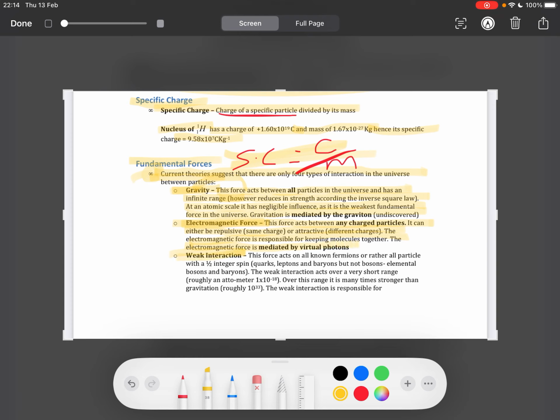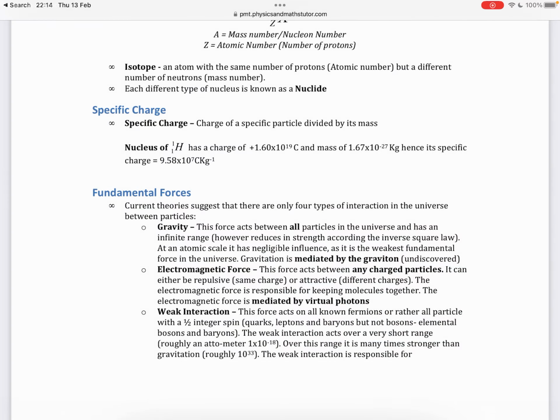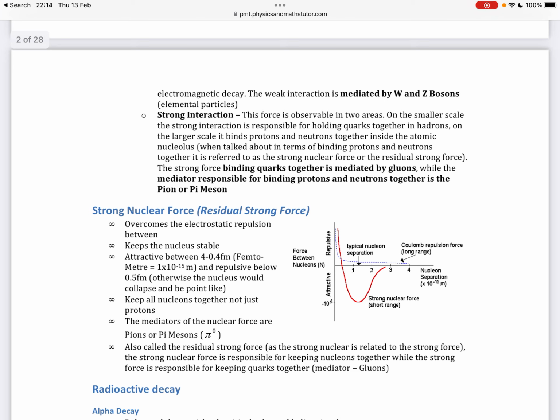What about the weak interaction? This force acts on all known fermions, or rather all particles with half integer spin: quarks, leptons, and baryons, but not bosons. The weak interaction acts over a very short range, roughly an attometer, 1 times 10 to the power of negative 18 meter. Over this range, it's many times stronger than gravitation, roughly 10 to the power of 33. The weak interaction is responsible for radioactive decay. The weak interaction is mediated by W and Z bosons, which are elementary particles.